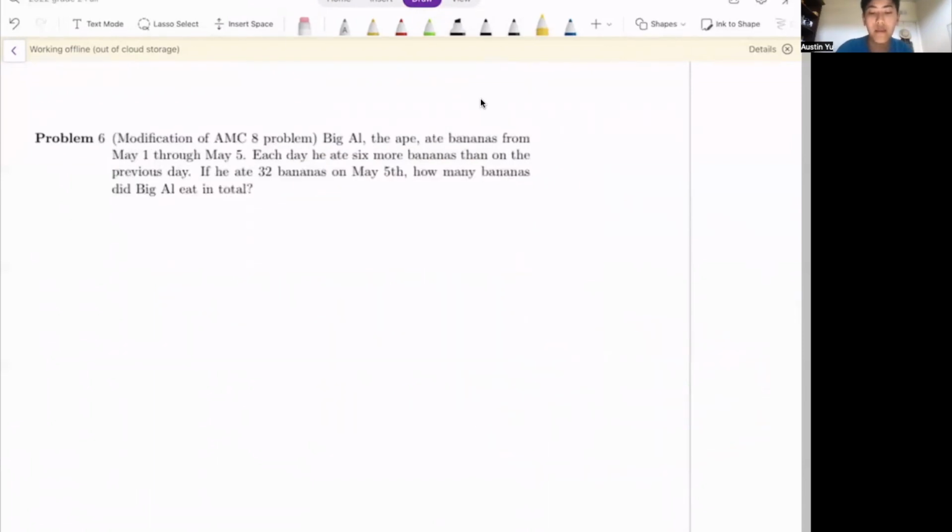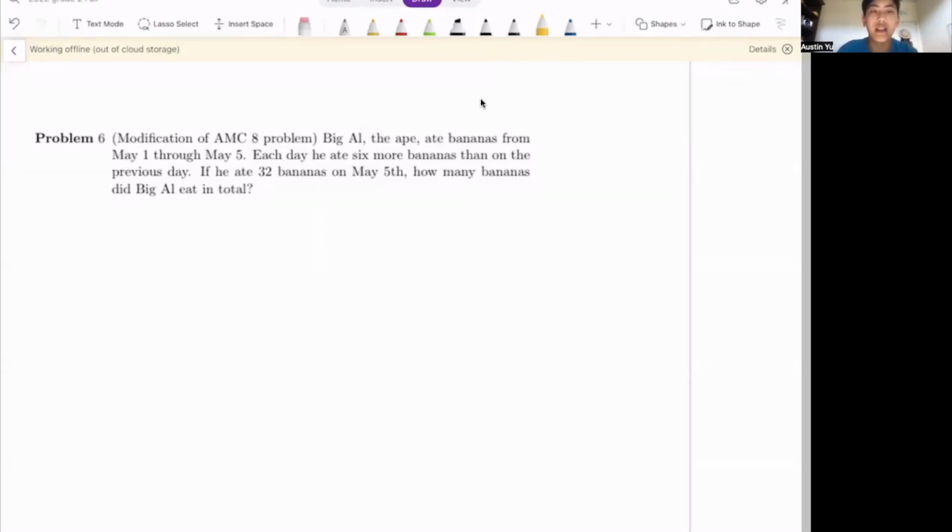Problem 6. Big Al the ape ate bananas from May 1st through May 5th. Each day he ate 6 more bananas than on the previous day. If he ate 32 bananas on May 5th, how many bananas did Big Al eat in total?